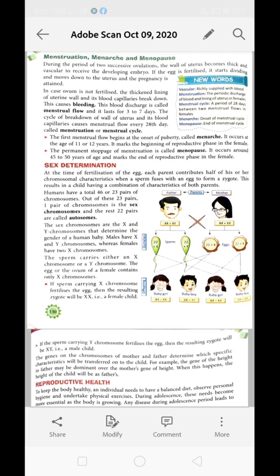Now, at what stage? At the time of fertilization, it is decided whether the child is going to be a boy or a girl, because the sperm which is fertilizing the ovum, what type of chromosome they are having, it will decide the gender of the child. Understood?